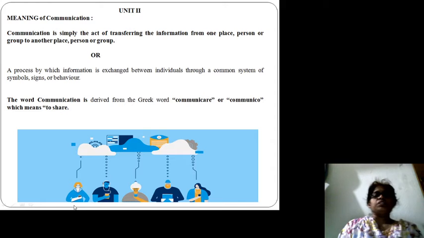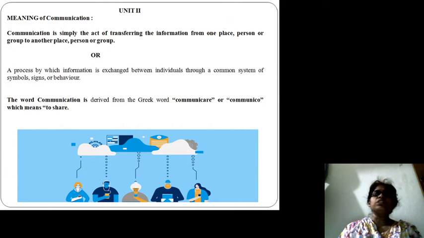What is communication? Communication is simply an act of transferring information from one place to another place, from one person to another person, or from one group to another group, or group to person, or person to group. What exactly is communication? It is exchange or transfer of information, transfer of facts, transfer of ideas between two persons, between two individuals. That exactly is the meaning of communication.